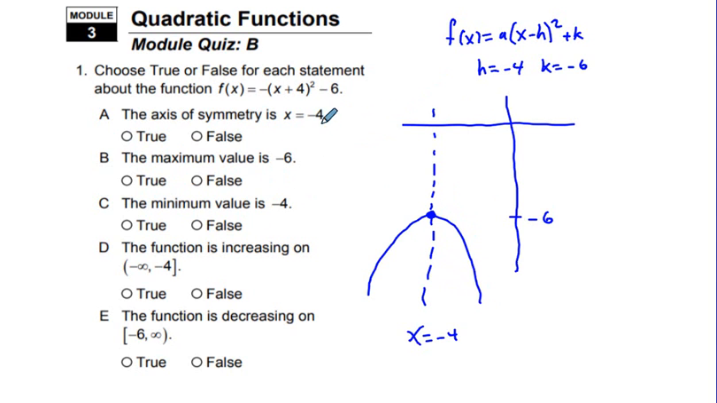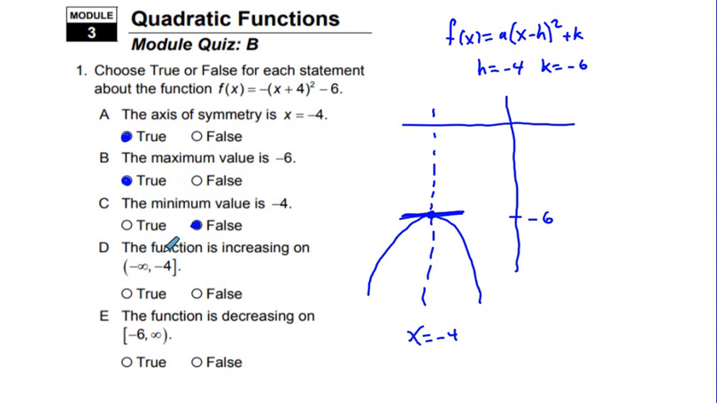The axis of symmetry is x equals negative 4. That is a true statement. The maximum value is negative 6. Yes, it is. Because since the parabola is opening downward, this value of negative 6 is a maximum value to that function. The minimum value is negative 4. Well, that is not true. It's not possible with a quadratic function to have both a maximum and a minimum. So only one of these could possibly be true.